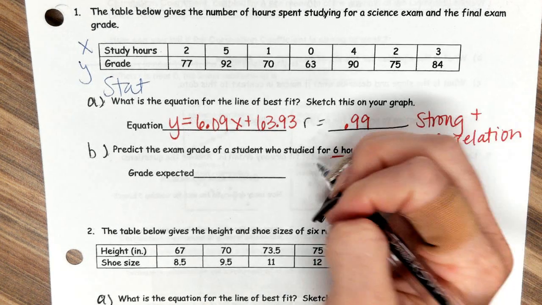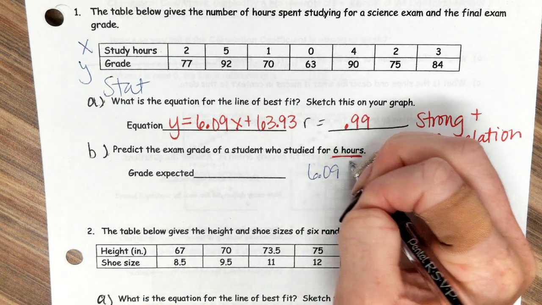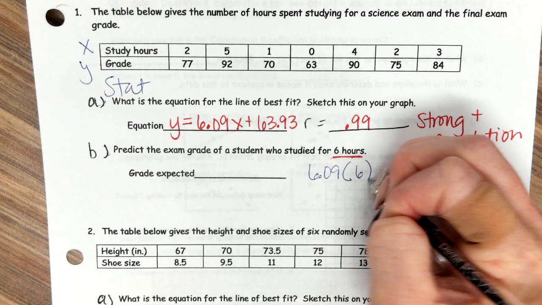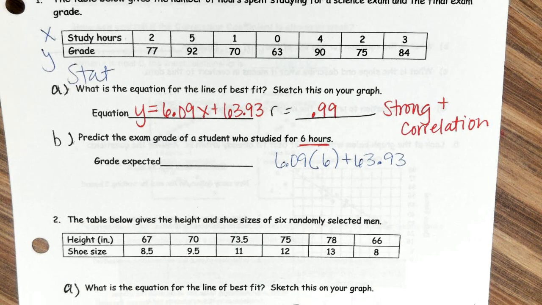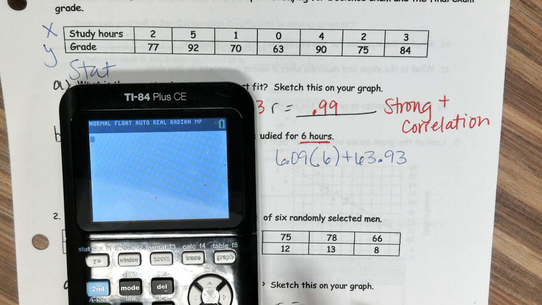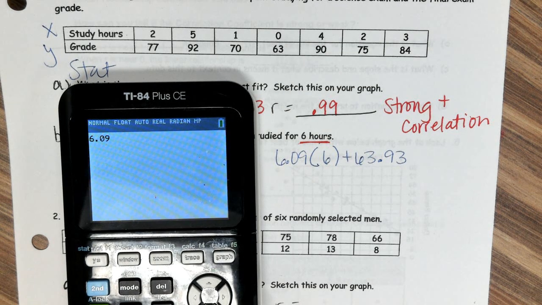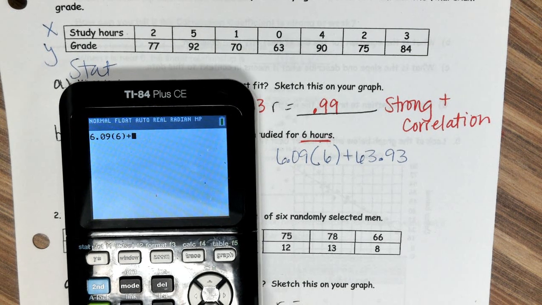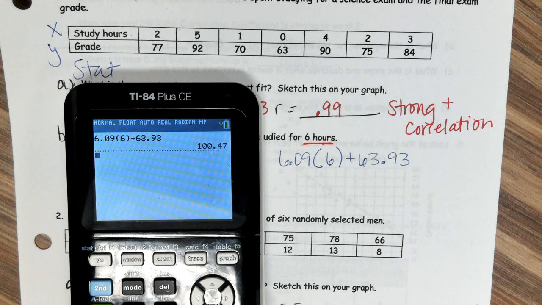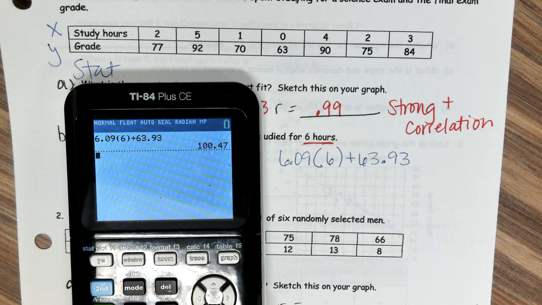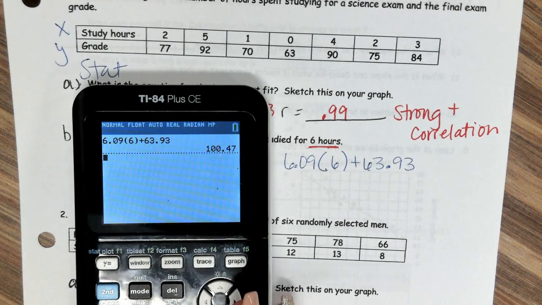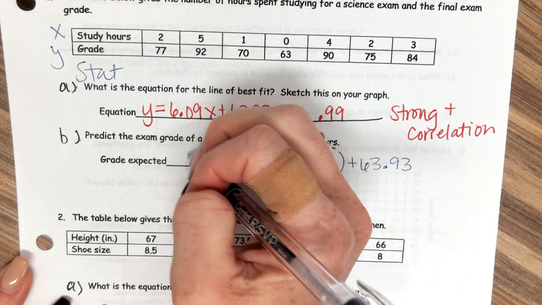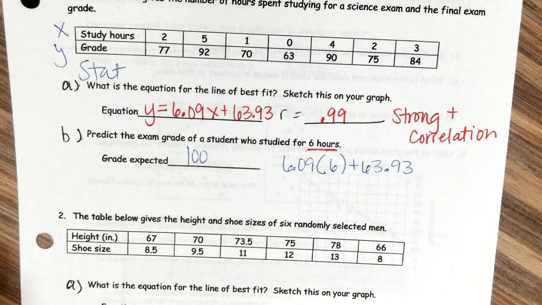So I would do 6.09 times 6 plus 63.93. So somebody who studied for 6 hours is expected to make what kind of grade? About 100. I would hope, if they studied for 6 hours.